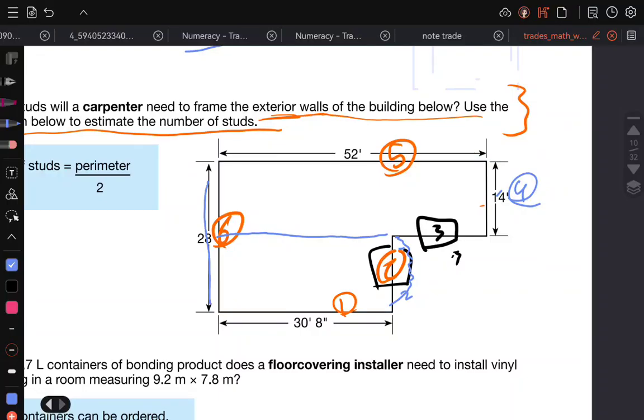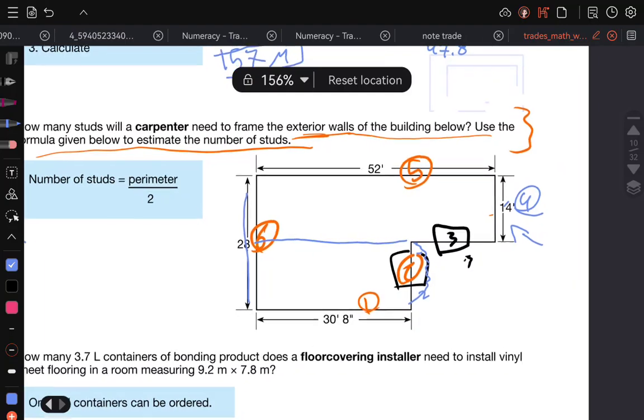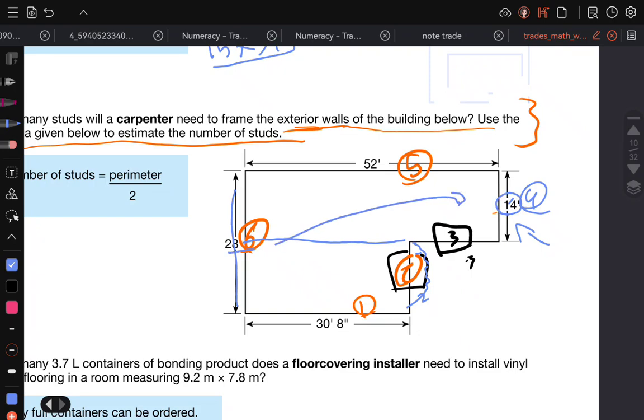See the drawing. From the drawing you can see this one is 14, right? So basically what you should do is just 28 minus 14, because when you do 28 minus 14, you will have this length here.